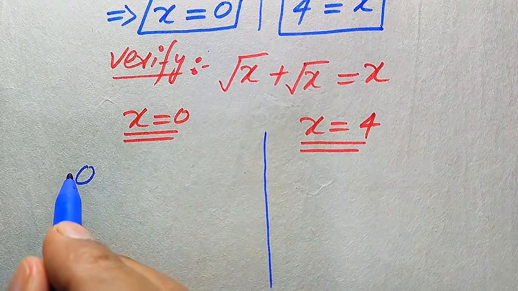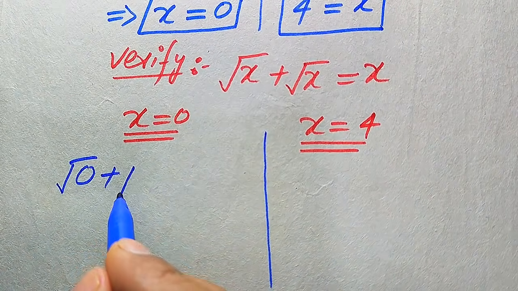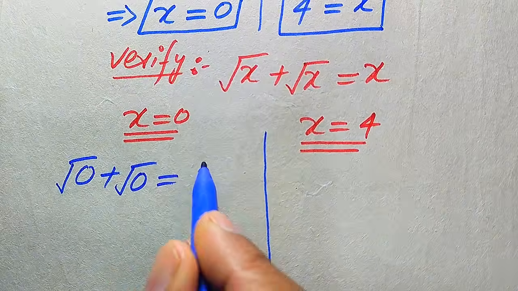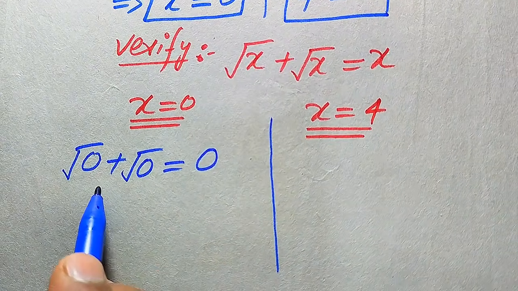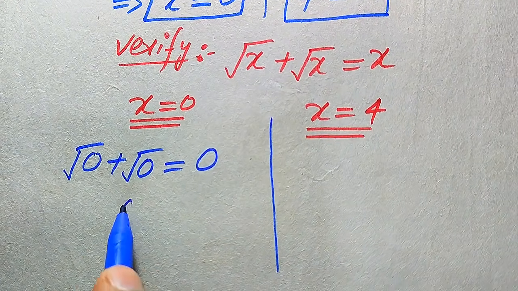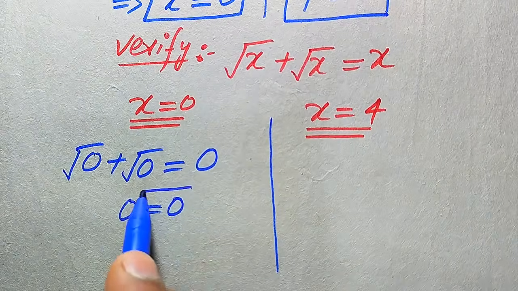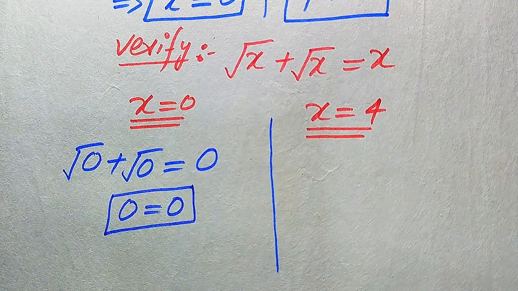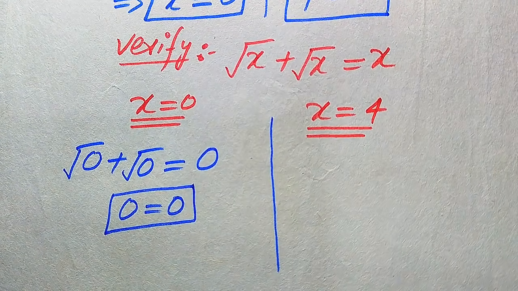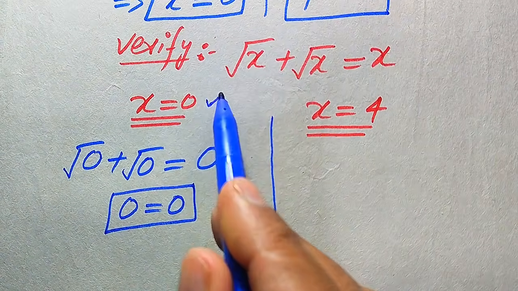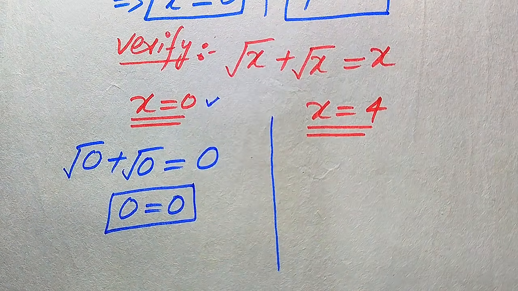When we put it here, it becomes square root of 0 plus square root of 0 is equal to 0. We know that square root of 0 and square root of 0 becomes 0, so 0 equals 0. This shows that both of the sides are equal, which means that the value x equals 0 satisfies our given question statement.